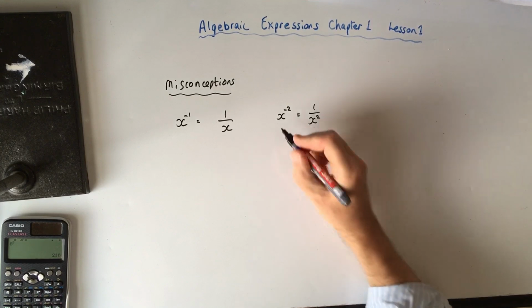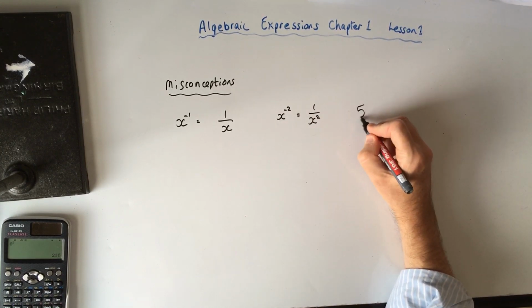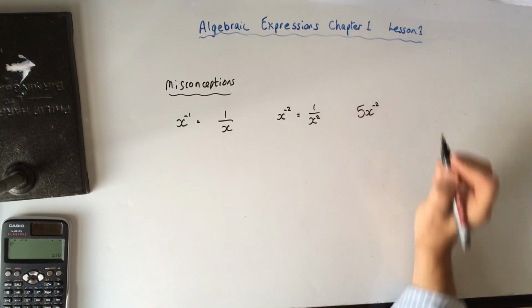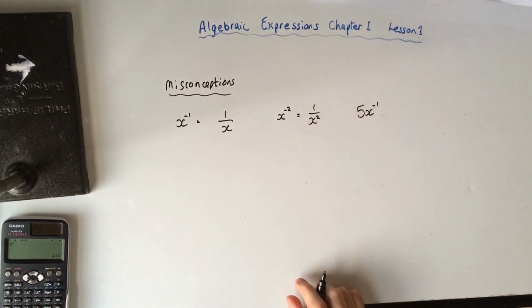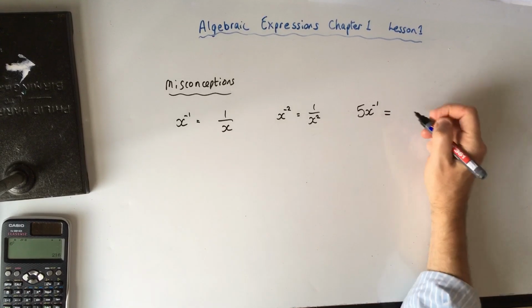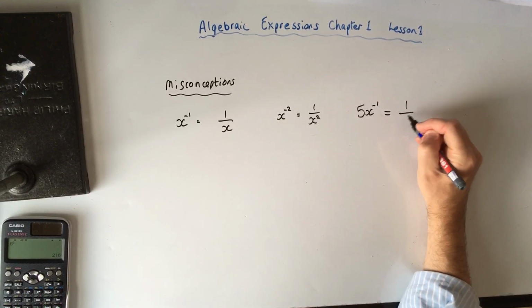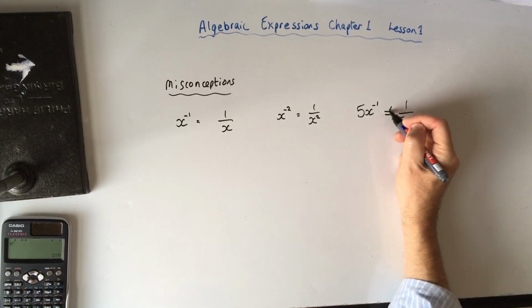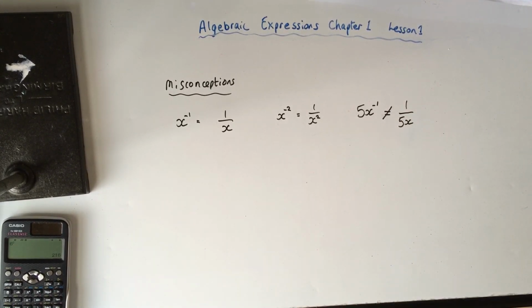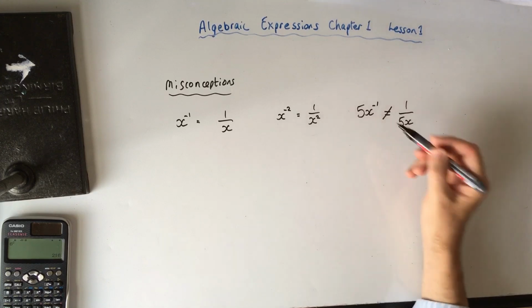Okay, so if we put a number in front of that and go 5x to the minus 2, okay, now let's just make it simple. Let's just go 5x to the minus 1. Students will often go, well, that's 1 over, so it's 1 over 5x. Okay, and that is it's not true. That's a common misconception. Okay, so don't make that mistake.